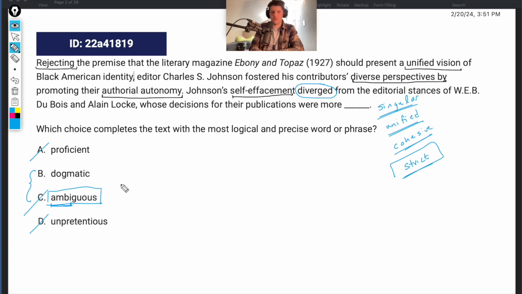And again, if you've associated dogma with sort of religious rules, then perhaps you would be able to make the connection between my word strict and the word dogmatic, right? That's a challenging question, but there's a lot there. Now, if you were lost after two answers, let's say you got rid of A and D, that's okay.